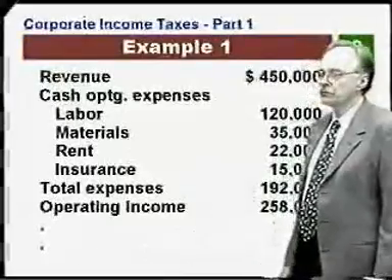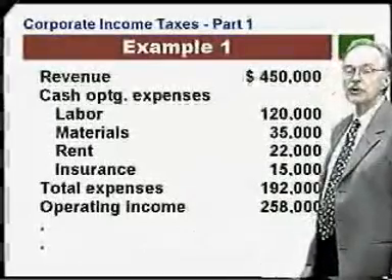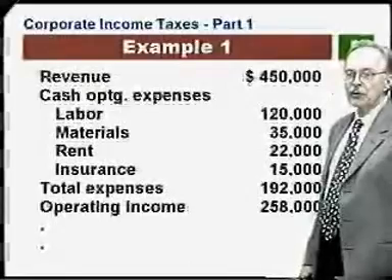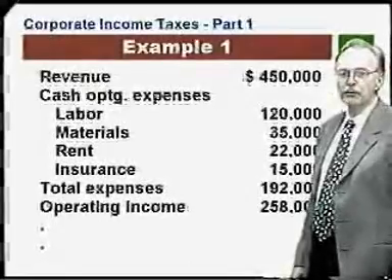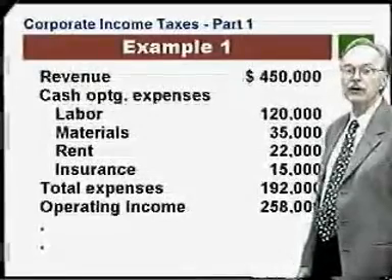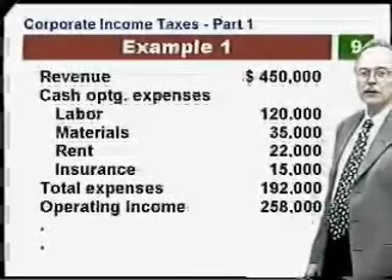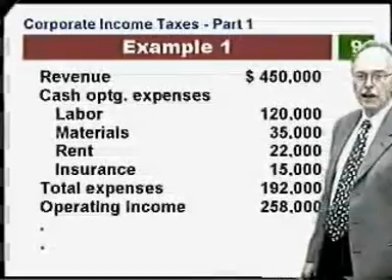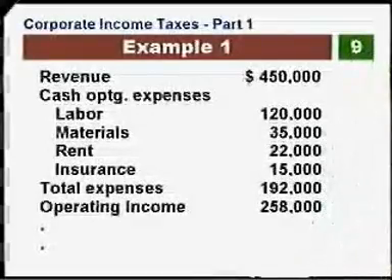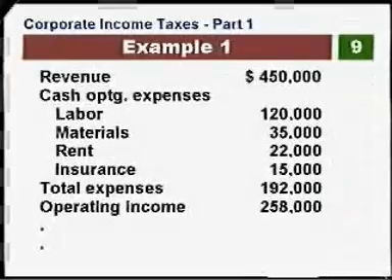Let's look at an example of a small company that might have a revenue of $450,000, with different types of cash operating expenses. Cash operating expenses are those which are normally paid within a short time of the expense being incurred, let's say a week or 2 weeks after the expense is recognized. Labor, $120,000, materials, $35,000, rent, $22,000, insurance, $15,000, total expenses, $192,000. We subtract the total expenses from our revenue of $450,000 and get an operating income of $258,000.